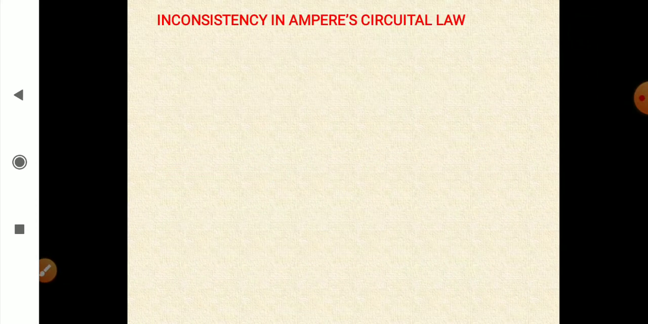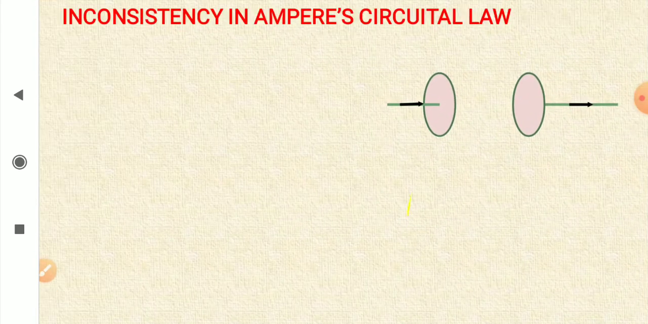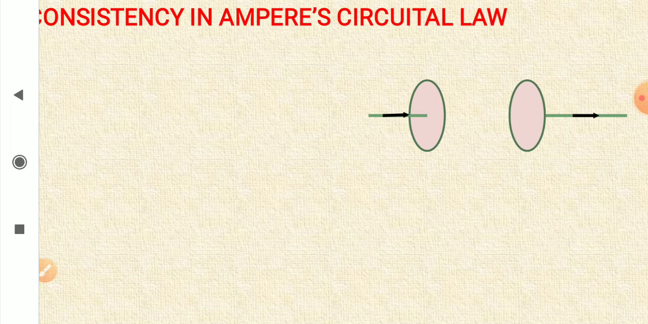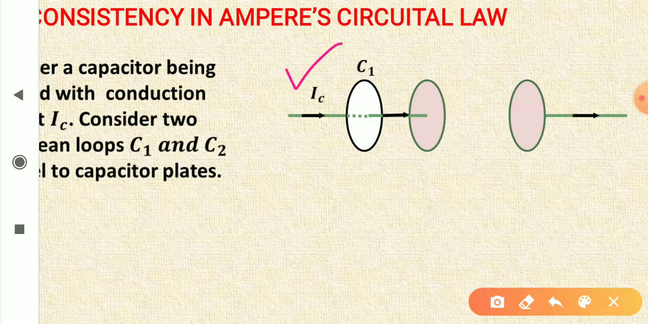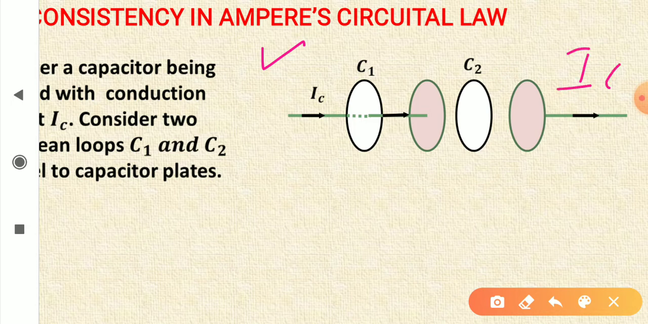Now, inconsistency in Ampere's circuital law. See, Maxwell observed inconsistency in circuital law. If we consider a parallel plate capacitor, it is being charged with conduction current IC, and let us consider an Amperian loop outside the plates, and the current IC is passing through it, and another Amperian loop between the plates of capacitor. So there is conduction current here and conduction current here also. It is being charged using some source, say a battery.